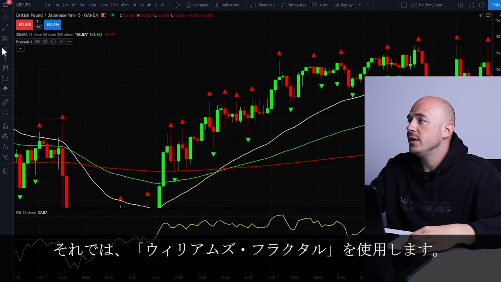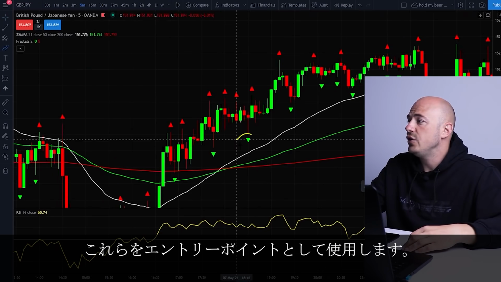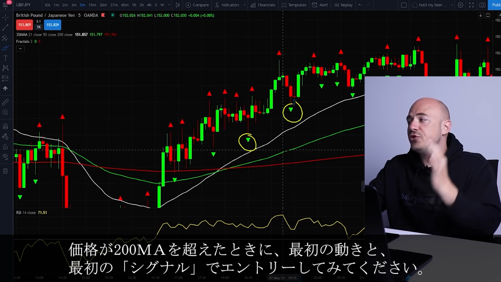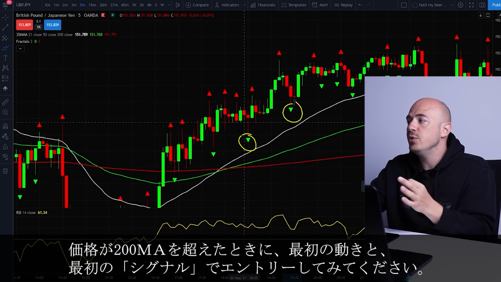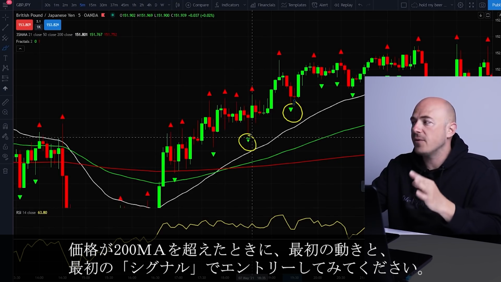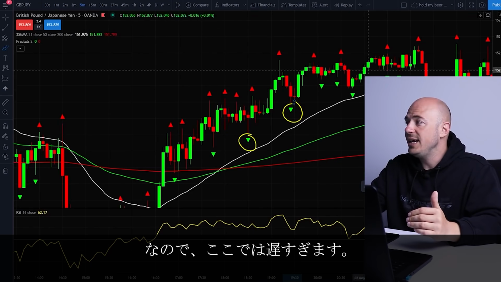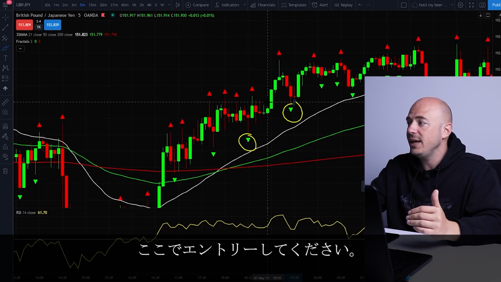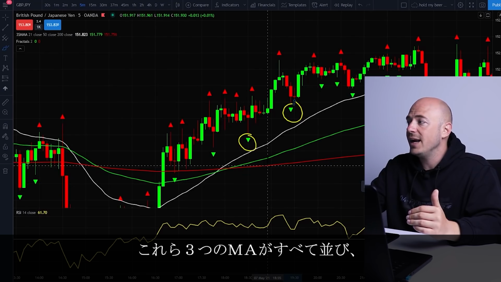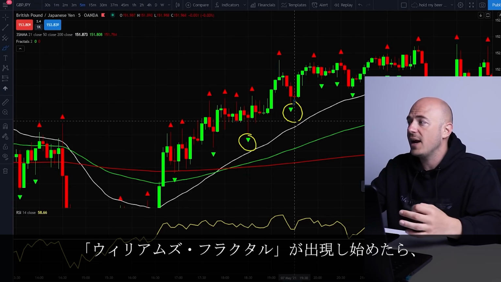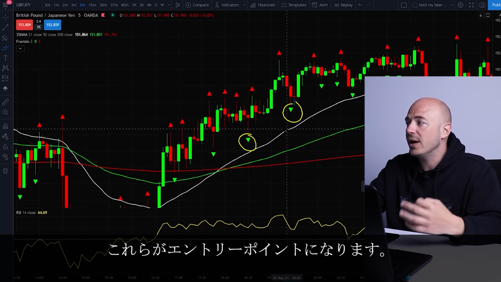Now, using the Williams fractals, you are going to use these as your entry points. I want you to try to get the first move and the first Williams fractal signal when it crosses over the 200. So like here is too late. I want you to get here, right when all of these three line up and you start getting these Williams fractals. These are going to be your entry points.